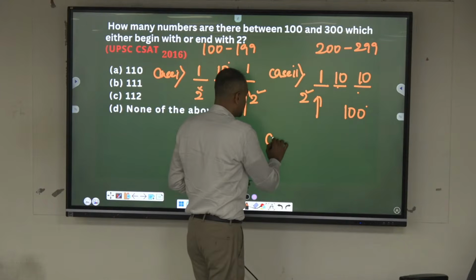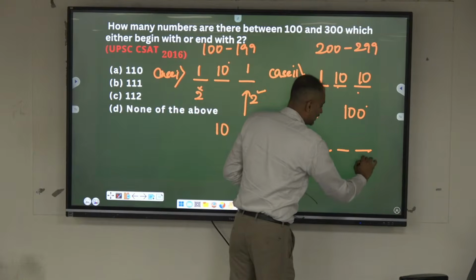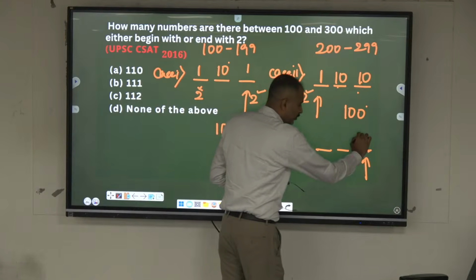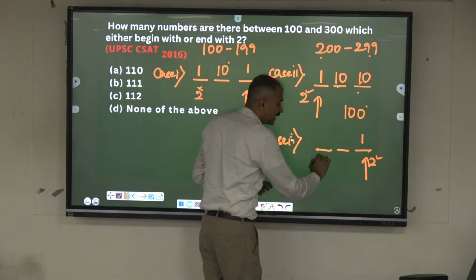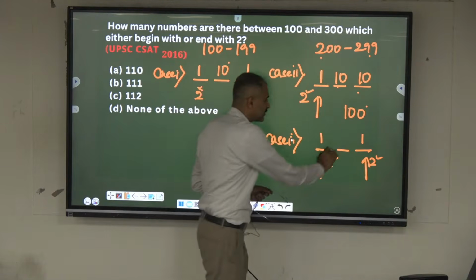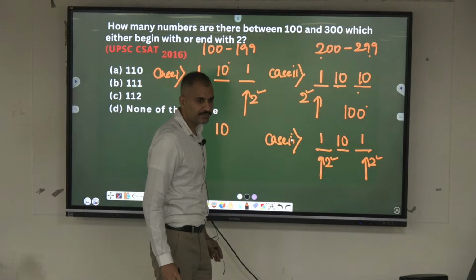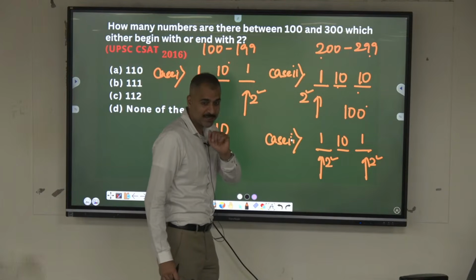If I take case 3, what is case 3 here? 2 has to come at the last. How many choices? Only one choice, which is 2. Since I have taken the window from 200 to 299, here also only 2, only one choice. For this position, how many choices? 10 choices. But have we repeated the same anywhere here? Yes, there is one repetition.